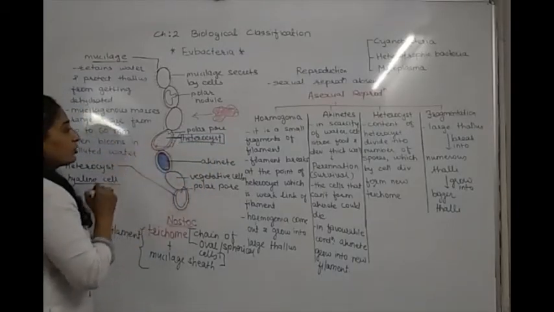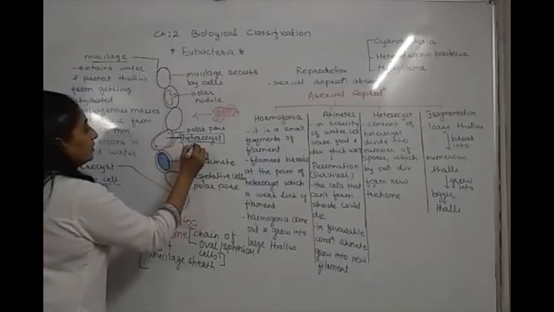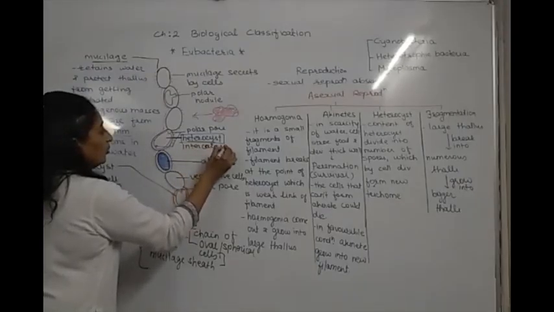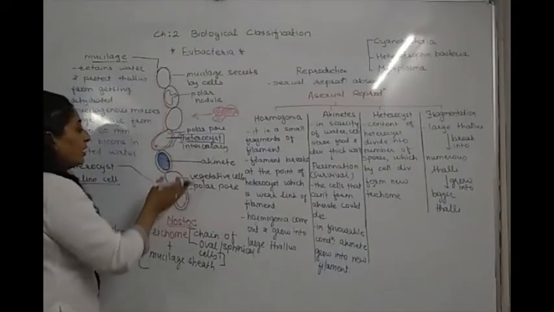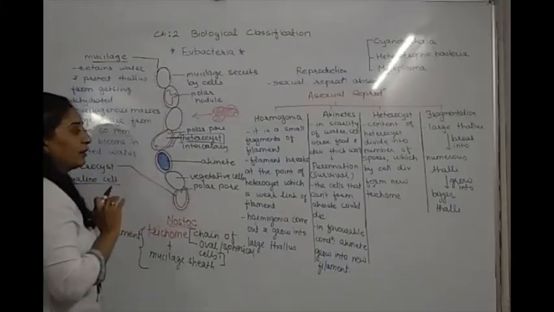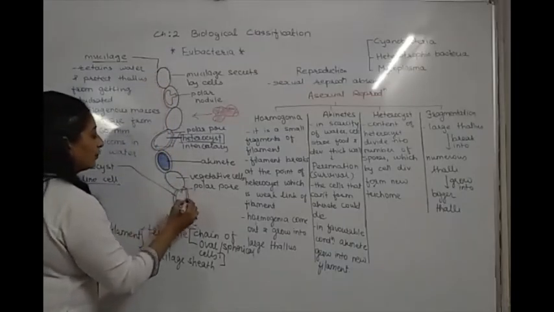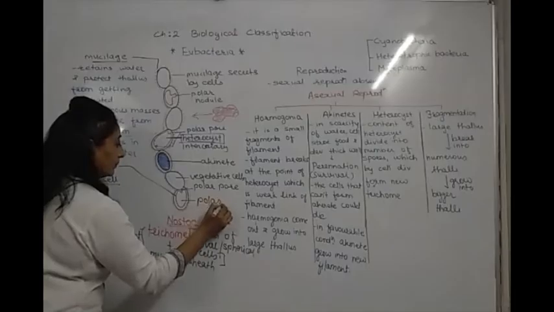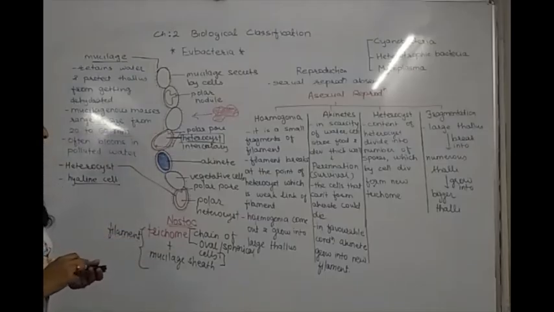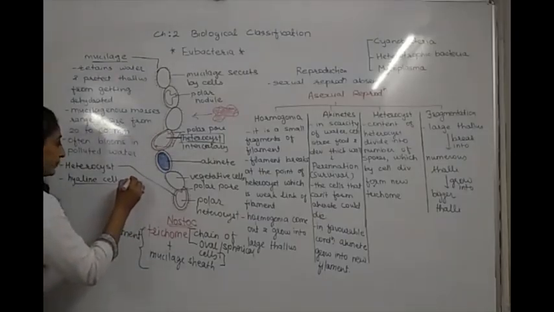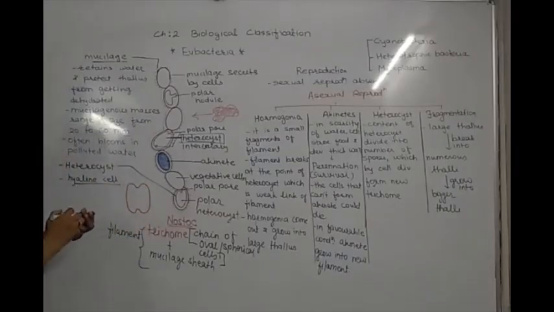These hyaline cells are called heterocysts. The position of the heterocyst may be polar or intercalary. In this diagram, I have shown both kinds of heterocysts. The intercalary one is in the intermediate position, found anywhere in the trichome except the terminal. If it is found at the terminal, it is called the polar heterocyst. This is the intercalary heterocyst.